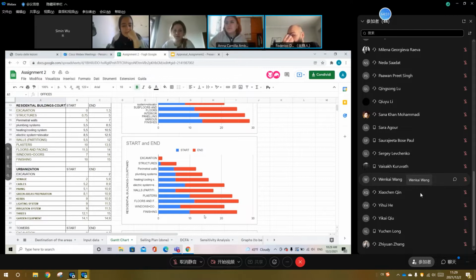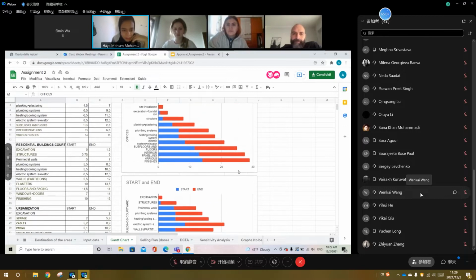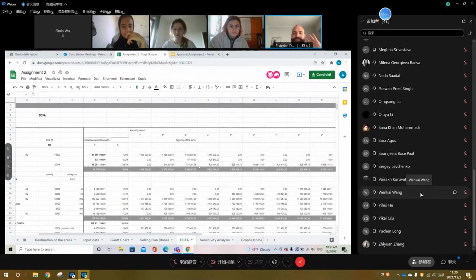Okay. You can't consider that all operations start at the same time. I think they don't start at the same time. I think that in the discounted cash flow analysis you have distributed them in a different way. Yeah, but looking at this Gantt chart, it seems that all operations started at the same time. Okay, so we have to make it coherent. Yeah. You have to construct a new graph that includes all of these operations.